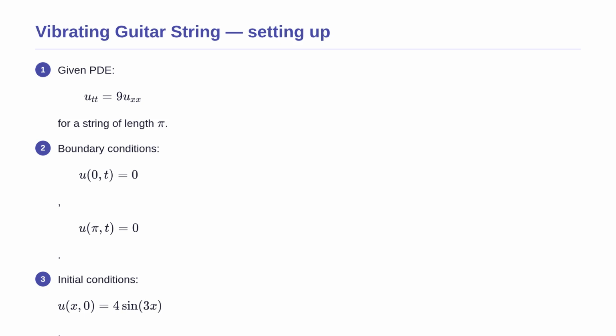We want to solve for a guitar string of length pi. Our wave equation has a wave speed squared of 9. The string is tied down tightly at both ends, giving us our zero boundary conditions. It is pulled into a specific shape and released from a standstill, meaning its initial velocity is 0. Using separation of variables again, we can skip the spatial derivation because just like the metal rod, the fixed ends force the spatial function to be a sine wave with integer n.